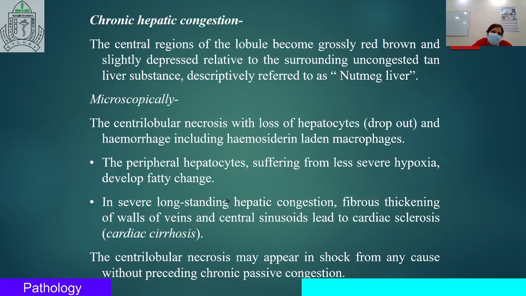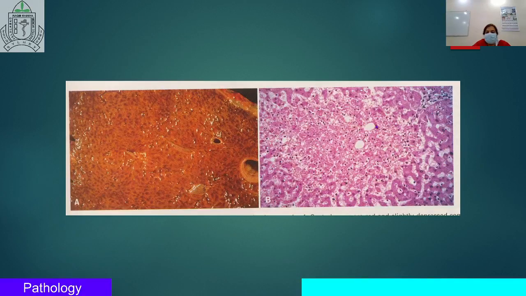So, in a word, in chronic hepatic congestion, there is centrilobular necrosis surrounded by uncongested liver substance. There is no existence of proper hepatocytes. These undergo necrosis, and they are surrounded peripherally by uncongested liver substance, like that of this figure.